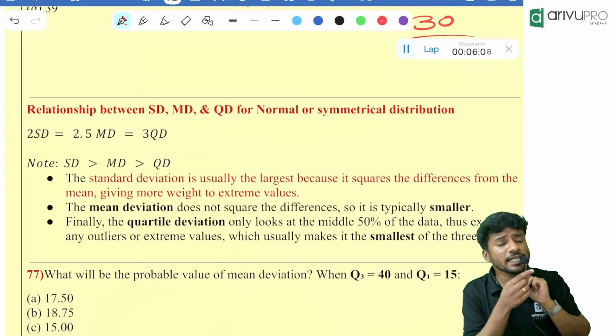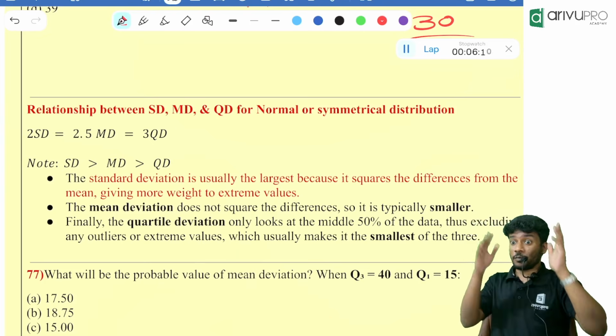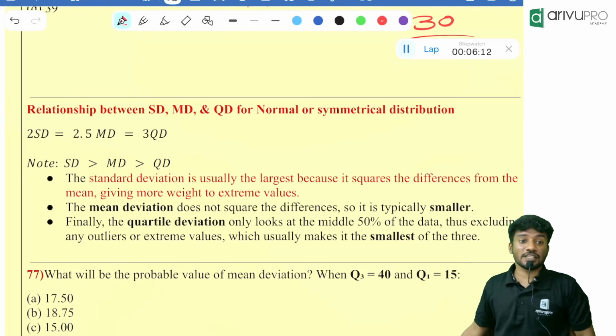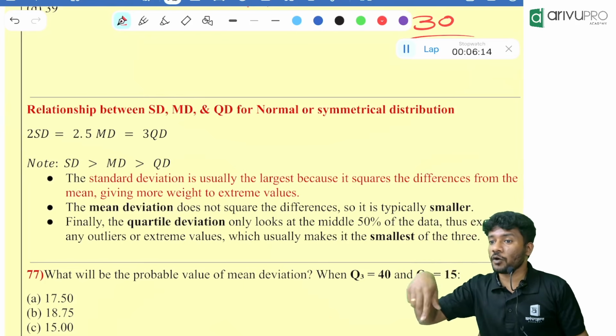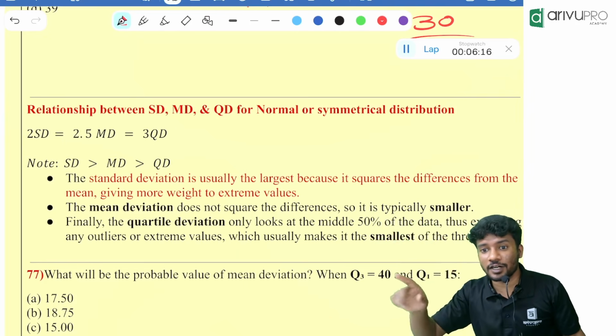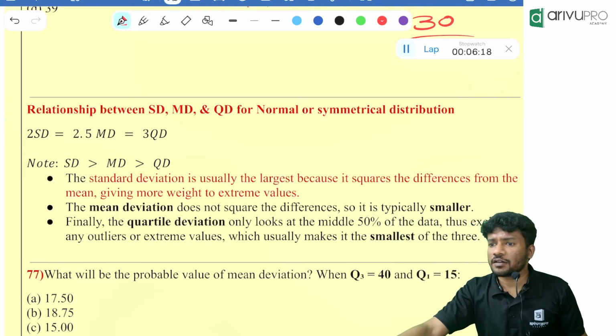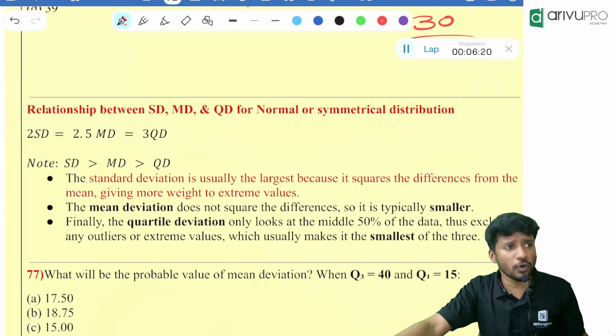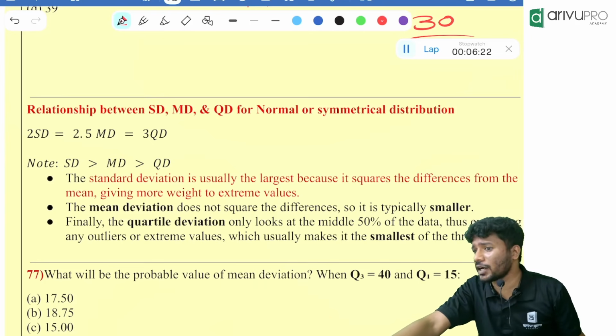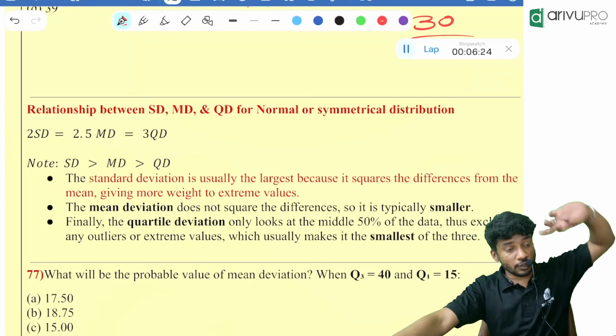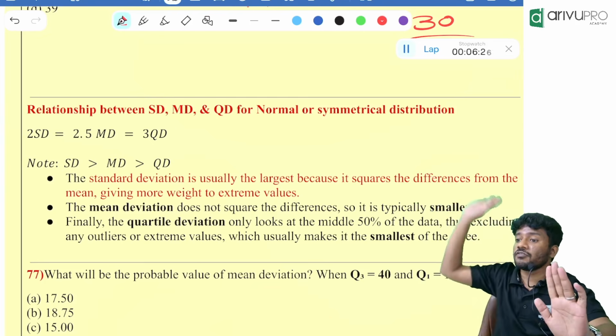Then what was mean deviation? Mean deviation is where that modulus is coming into the picture. Mean deviation about mean is what? Sigma modulus of x minus x bar divided by n. If it is about median, sigma modulus of x minus M divided by n. If it is for group data, you will multiply it with the frequency.